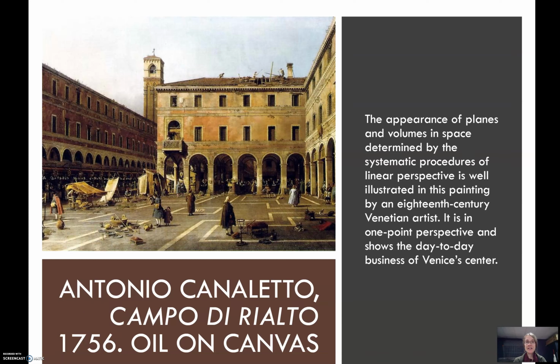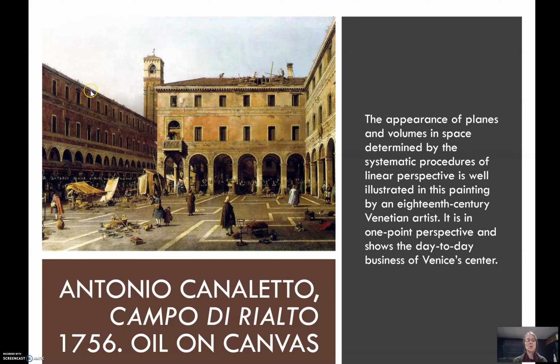Now here's an example of a painting using one-point linear perspective, and it's fun to look at these paintings from the early Renaissance and even later and try to figure out, okay, where's the horizon line, where's the vanishing point? So this is a piece by Antonio Canaletto, and it's called the Campo De Rialto. And in Italy, if you've ever been to Italy, their neighborhoods are set up with squares. So there will be a square, which is this open plaza area, and then there will be architecture around the square, okay? And that's what we see here.